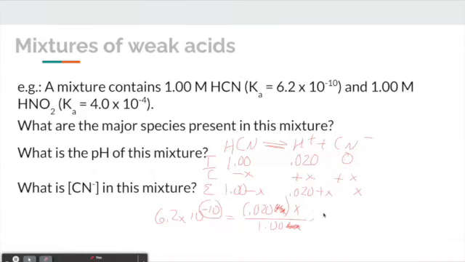If I do that simplification, then X is just going to be equal to 6.2 times 10 to the negative 10th divided by 0.020, because I'd be multiplying by 1. To solve that, I'll take 6.2 times 10 to the minus 10 and divide it by 0.02, and that gives me a value of X equal to 3.1 times 10 to the negative 8th molar, and that is the concentration of CN minus ion at equilibrium, which is what we were looking for.